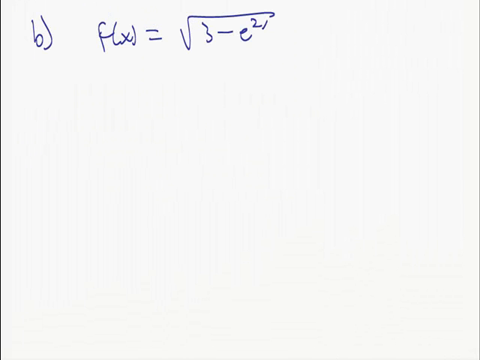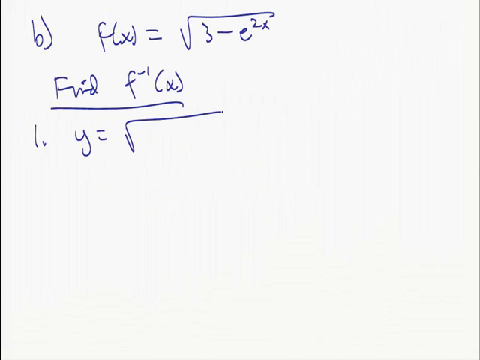Now part B, we are asked to find f inverse and its domain. So going from the fact that f of x is the square root of 3 minus e to the 2x, we want to first of all find f inverse of x. So we'll follow those steps that we talked about. The first step, remember, is to replace our function notation with a variable like y. Second thing is to then solve for x. So solve this equation that we have, resulting for x.